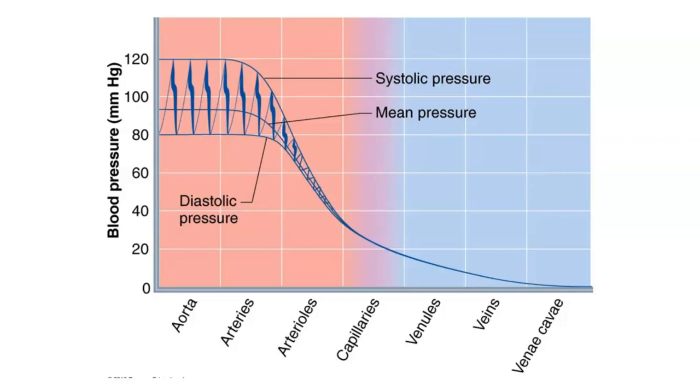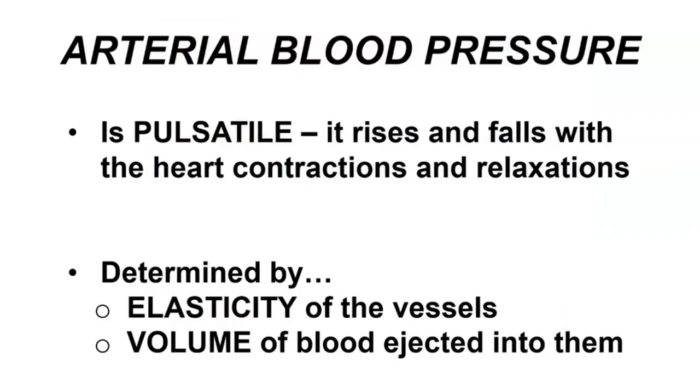We see the steepest drop in blood pressure in the arterioles, and the blood pressure in the vena cava, which are returning blood to the right atrium, is extremely low. It's approximately 1 millimeter of mercury in terms of pressure. So let's examine arterial blood pressure first.